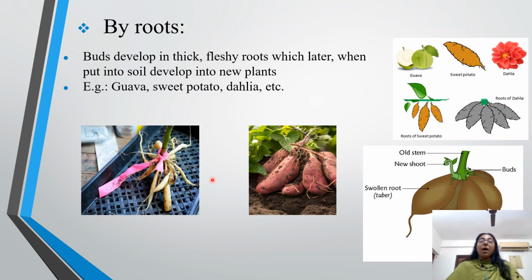So first we will see how it happens in roots. You would have seen tapioca or ginger or sweet potato, where on the root part you can see small bud-like structures. And when we cut that fleshy root part and then plant it, it develops into a new plant, and we call it propagation by roots. Examples are guava, sweet potato, dahlia, etc.